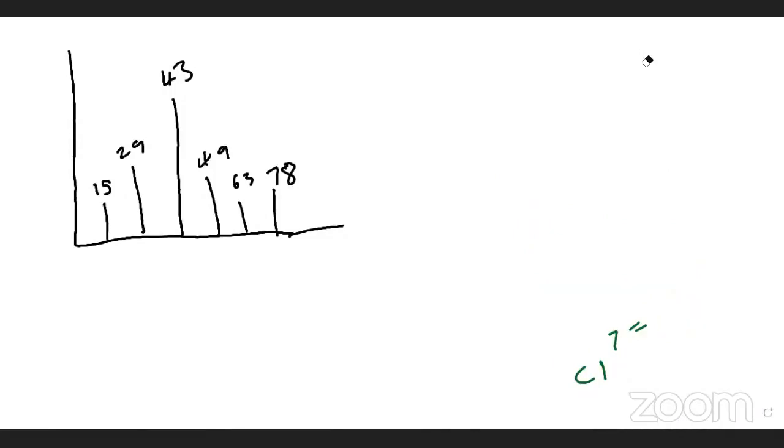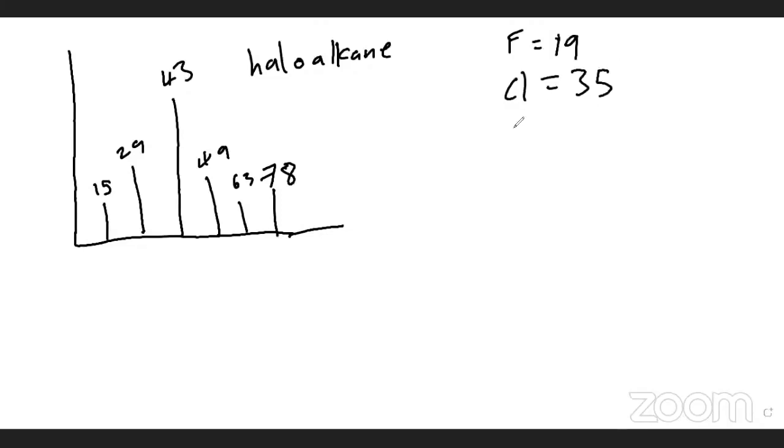So just imagine I had given you this chart and told you it was a haloalkane. So the first thing you should do is figure out the structure of the haloalkane. The mass of fluorine is about 19, chlorine is 35, and bromine is 80, if you average it.